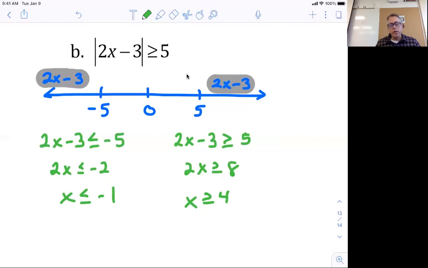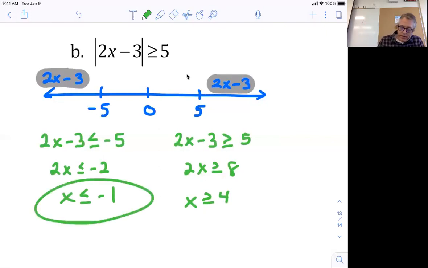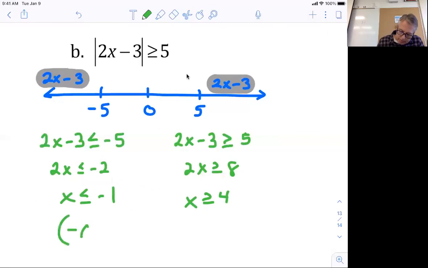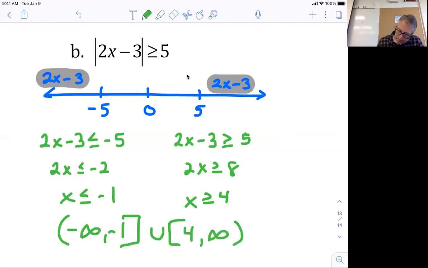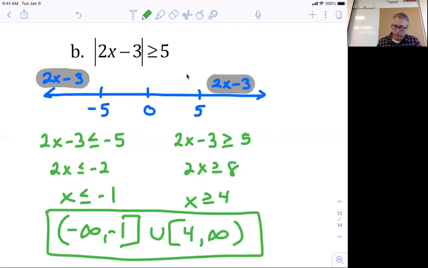So all numbers less than or equal to -1, written in interval notation, is from negative infinity to -1, inclusive because it's less than or equal to. And union, all numbers greater than or equal to 4 would be from 4, comma, to infinity. So that would be our final answer.